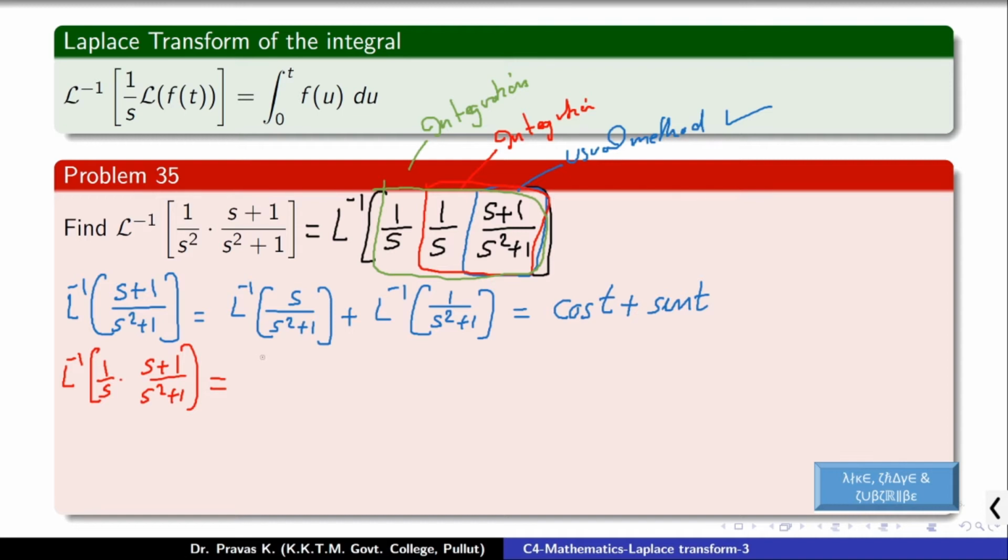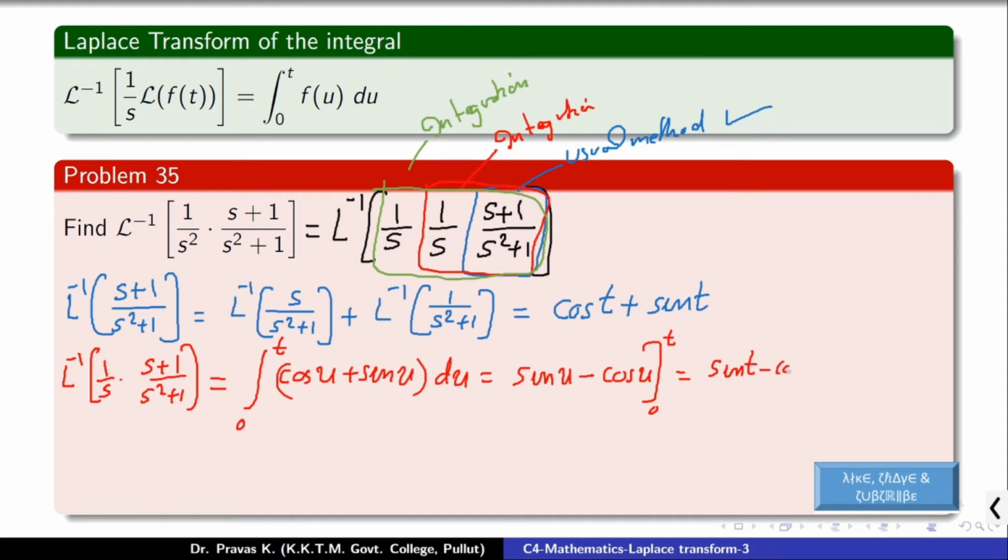cos t plus sin t, but expressing it as a function in u, that is integral from 0 to t. Now express the previous answer in terms of u, that is cos u plus sin u du, and integrating cos u has the integral of sin u, and plus sin u has the integral of minus cos u. Substituting the values from 0 to t, we get sin t minus cos t, and when substituted with 0, we get it as minus of minus 1, that is plus 1, that is sin t minus cos t plus 1. Now in the original problem there is one more 1 by s.